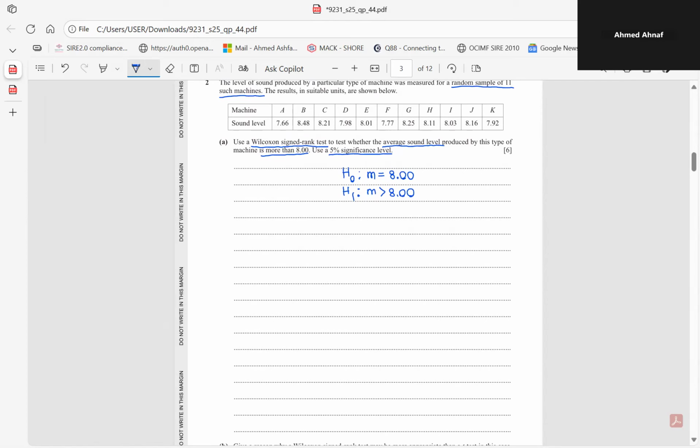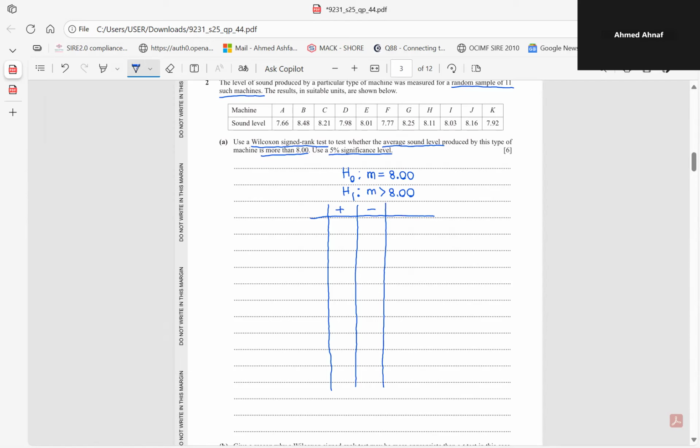Okay, right. So now we can do the real stuff. To do the Wilcoxon signed rank test, always draw a table and then label the columns minus, plus, and minus. So this is where you'll be putting the ranks.